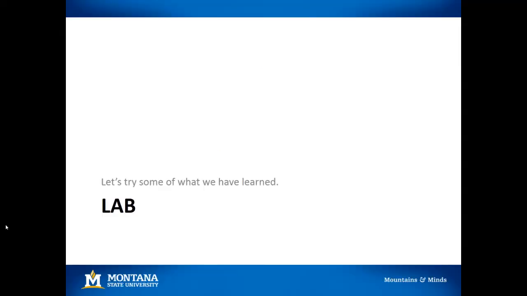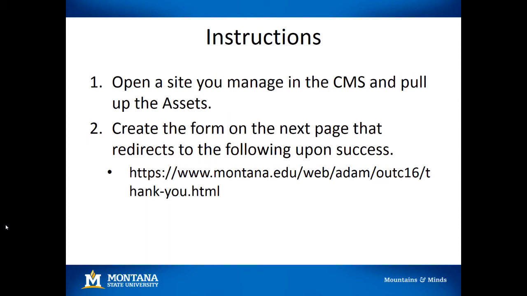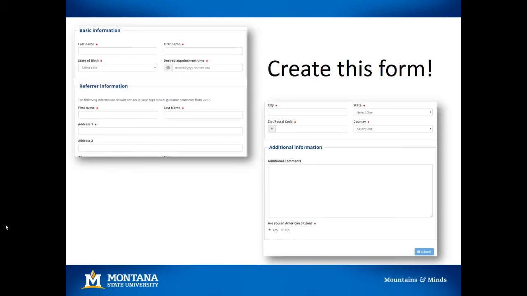Let's do a little lab here. So your instructions: open a site that you manage in the CMS and pull up the assets, and then create the form on the next page or the next slide here that redirects to the following upon success. So write down this URL, https://www.montana.edu/web/adam/outc16/thank-u.html. This is the form I would like you guys to create. So feel free to pause this video, work through the documentation, and good luck.